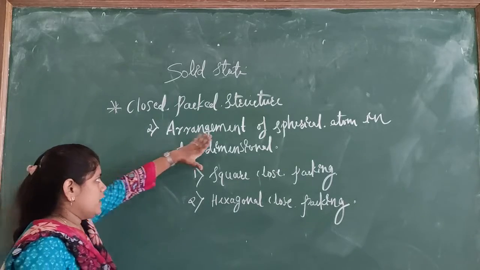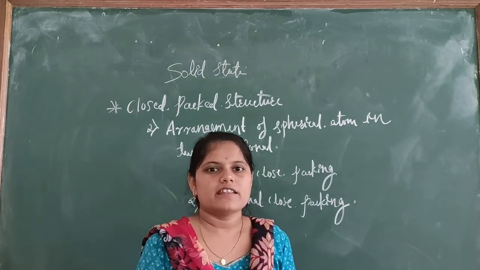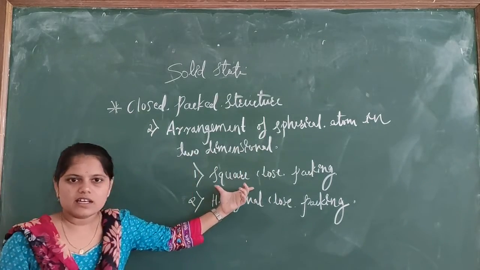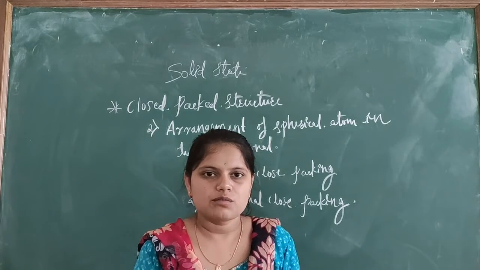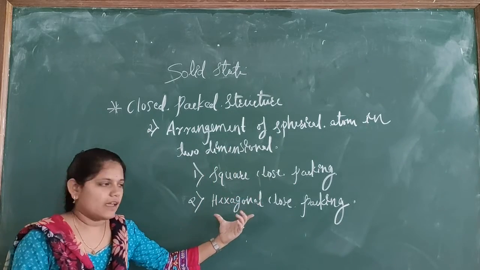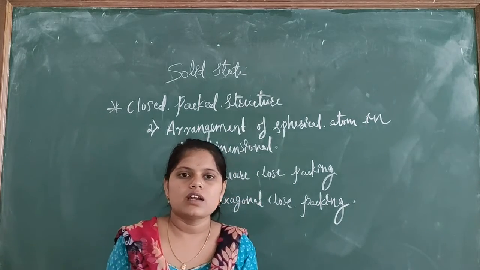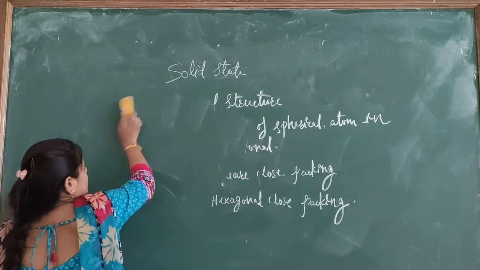Okay, so in case of arrangement of spherical atoms in two dimensions, there are two possibilities. First will be the square close packing and second will be the hexagonal close packing. Now we will study what is meant by square close packing and what is meant by hexagonal close packing. Okay, so first we will study square close packing.